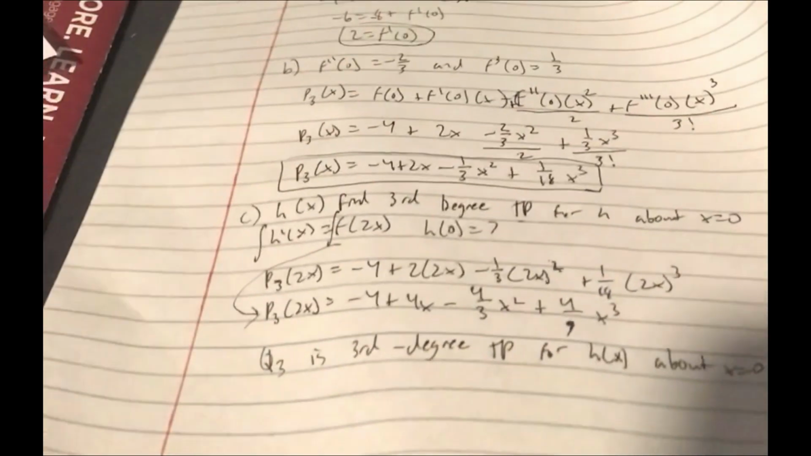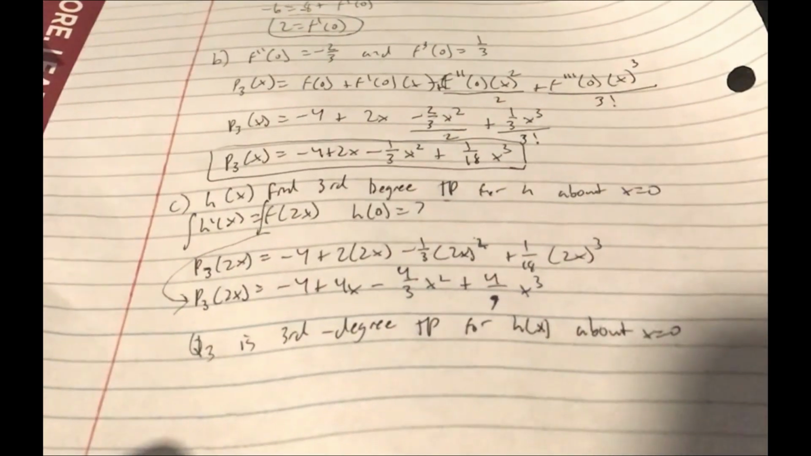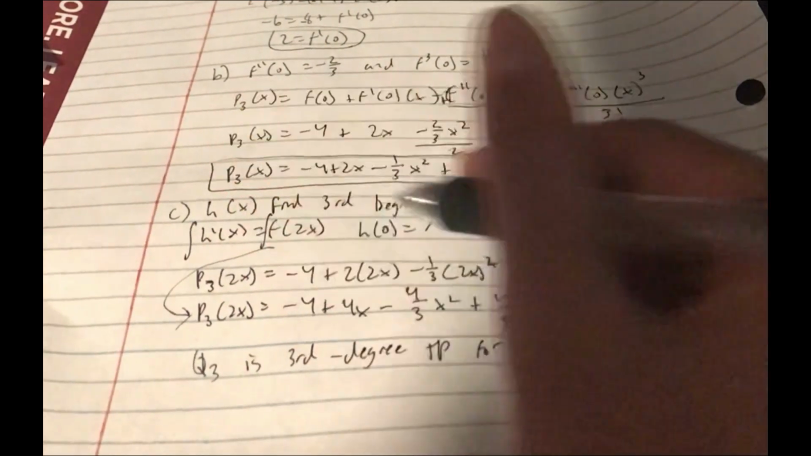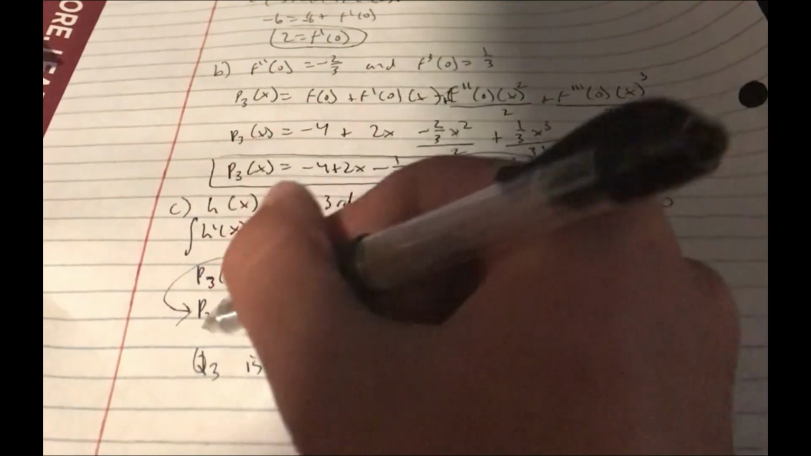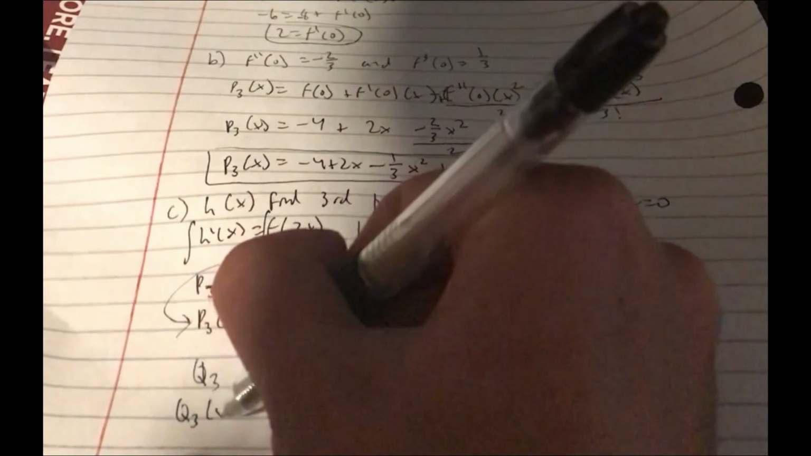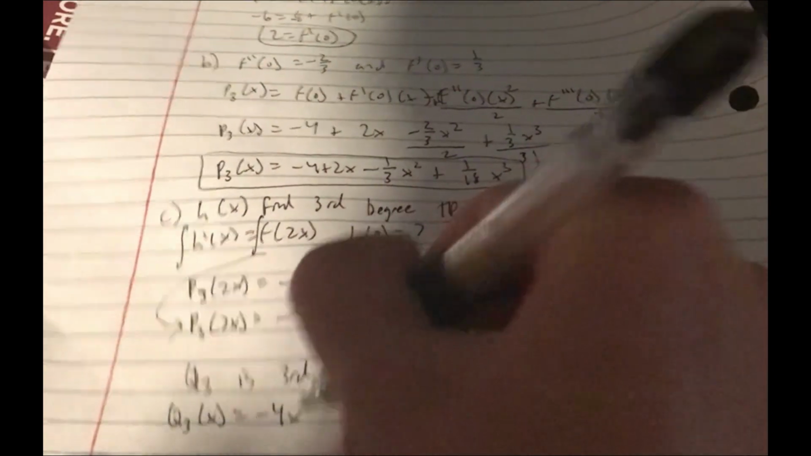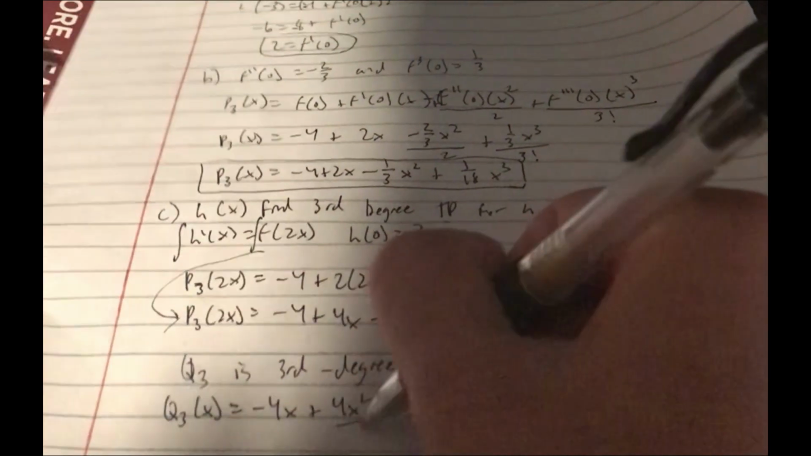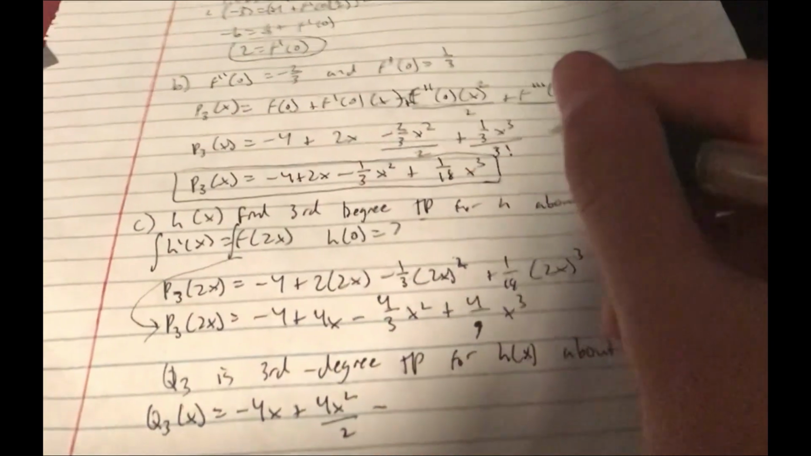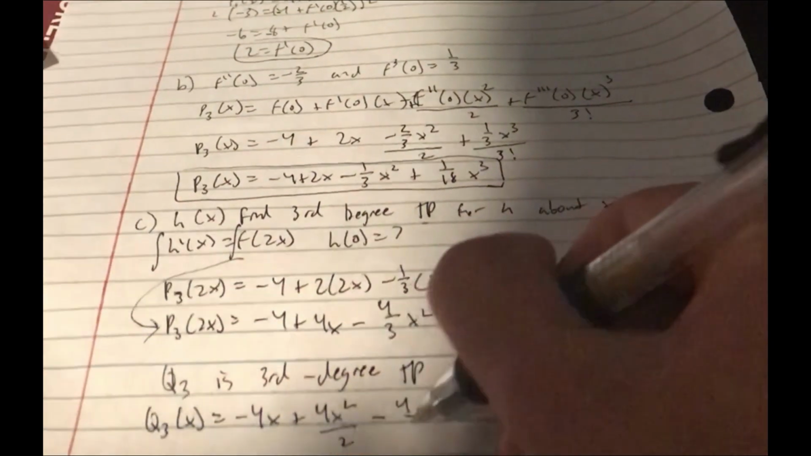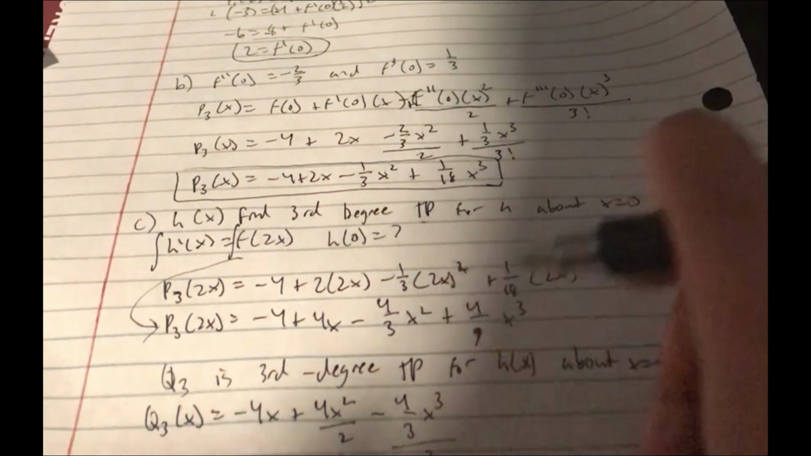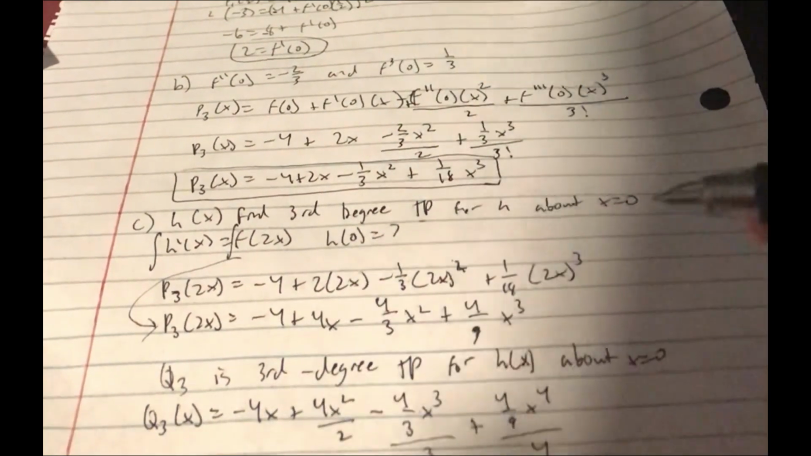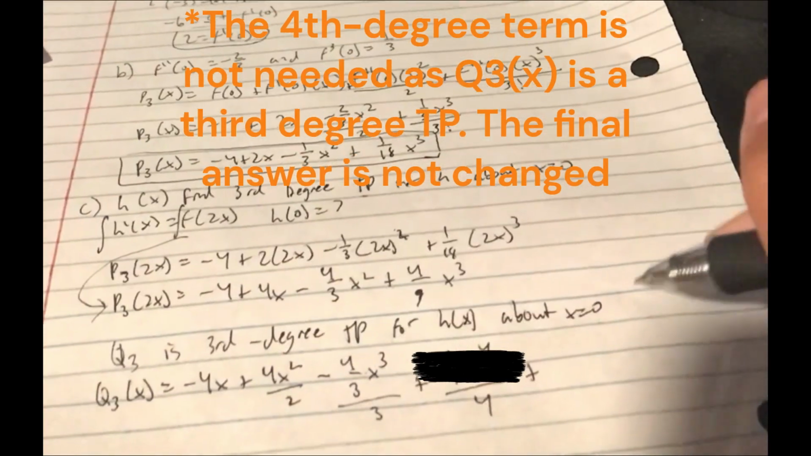Okay. You see that okay? Okay. So what are we going to do now? Now what we have to do is integrate this term by term. So q sub 3 of x is equal to -4x plus 4x squared over 2 minus 4/3 x cubed divided by 3 plus 4/9 x to the 4 over 4. Wait, but it was an indefinite integral, so we need to add a constant, plus c.